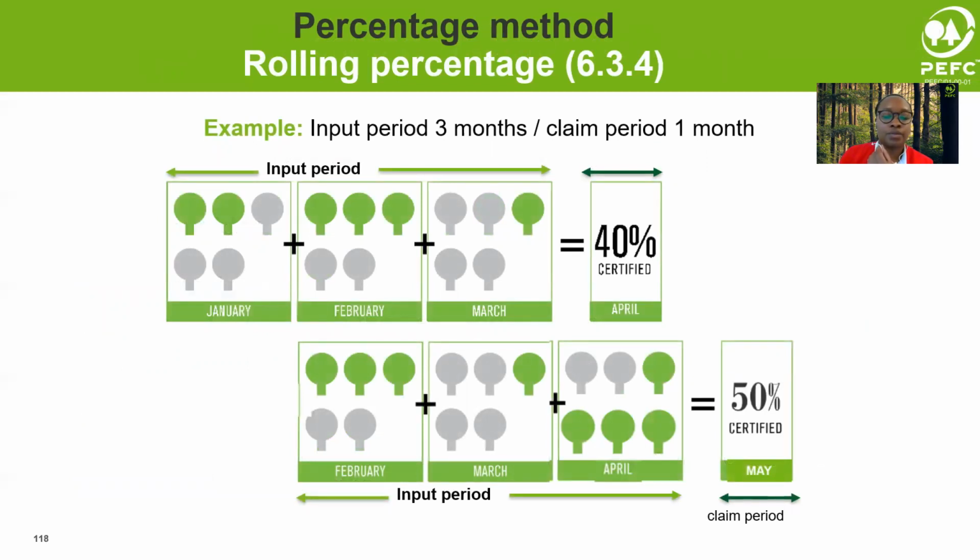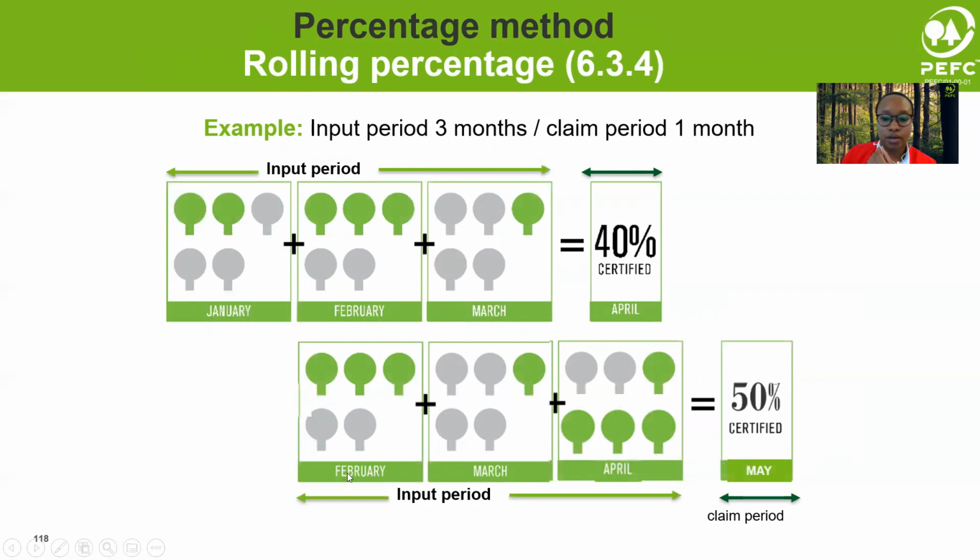So here, for example, let's assume you have January, February and March as the input period. Out of 5 logs in January, you have 2 which have the PFC claim. In February, you have 3 out of 5. And in March, you have 1 out of 5. So in April, if you apply the rolling percentage method, you will have 40% certified in April.